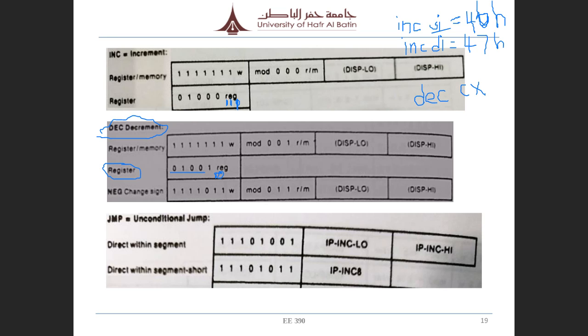So it becomes 0100, which is 4, and then 1001. 1001 is 9, right? 49H. So that means increment SI is just 1 byte, 46H. Then increment DI is 47H. Then decrement CX is also 1 byte, 49H. Are they clear? Clear?